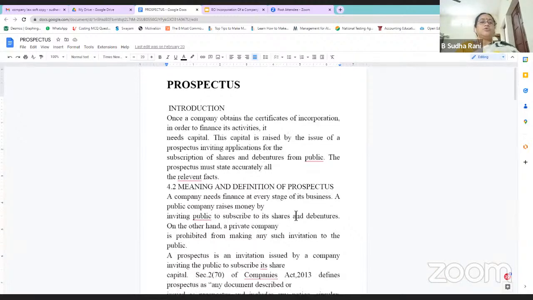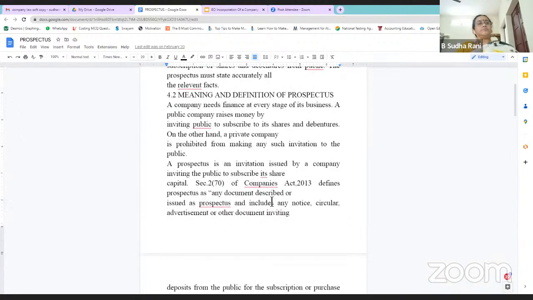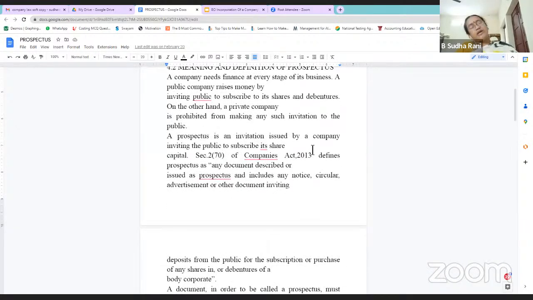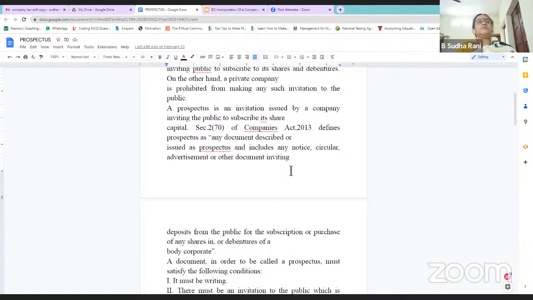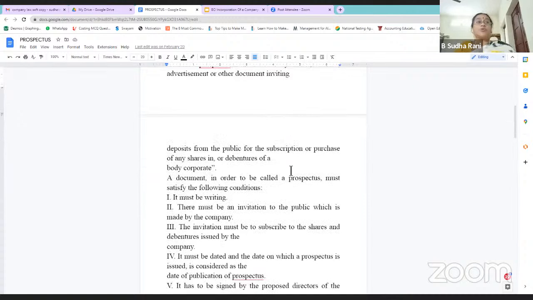Okay. So prospectus is an invitation issued by a company to prospective investors, inviting them to subscribe to the shares or debentures of a company. This is as per the Companies Act, Section 2(70), 2013. Any document described or issued as a prospectus includes any notice, circular, advertisement, or document inviting the public.